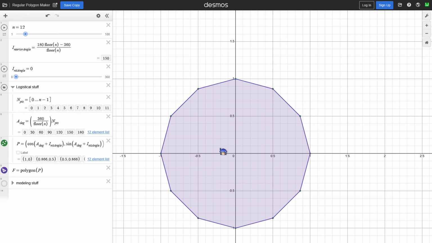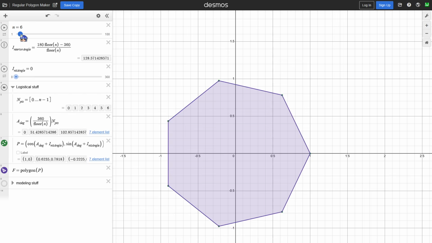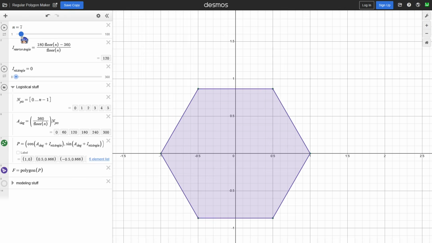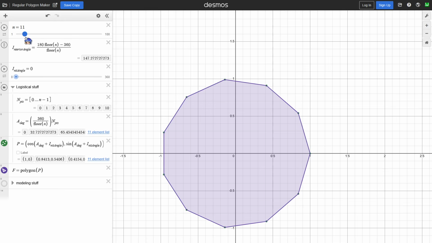Alright, so this is a pretty basic graph. What it does is basically just show you the graph of a regular polygon. Here you can see if it has like 3 points making a triangle, 16 points, 13, 11 points. You can rotate it, which is pretty nice.